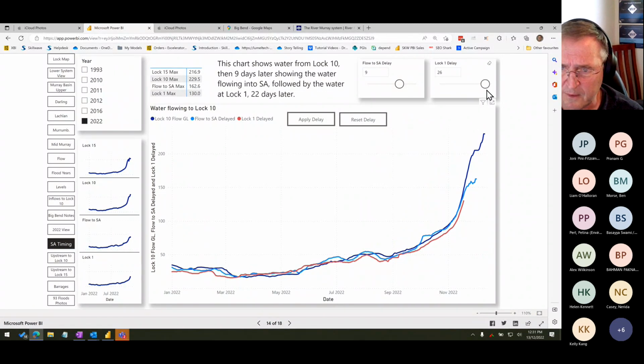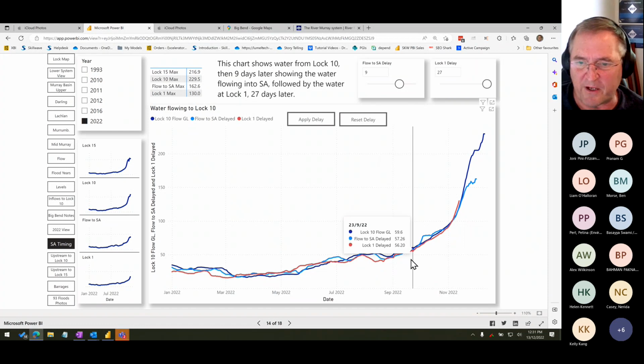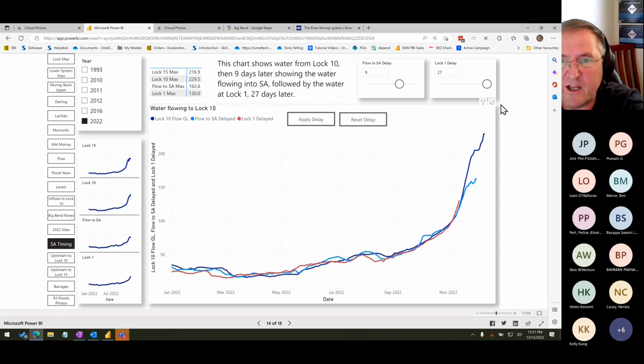But if I take into account trying to line up the lines here, and based on my experience of looking at this data, I think this is a better fit, because as the water starts to rush through, it seems to pick up speed. So I think it's 27, basically a 4-week delay. If that's true, then I would expect lock 1 will peak at around the middle of January, so the 10th of January, something like that.